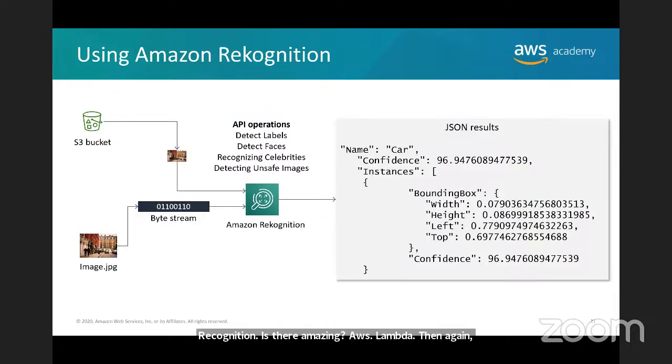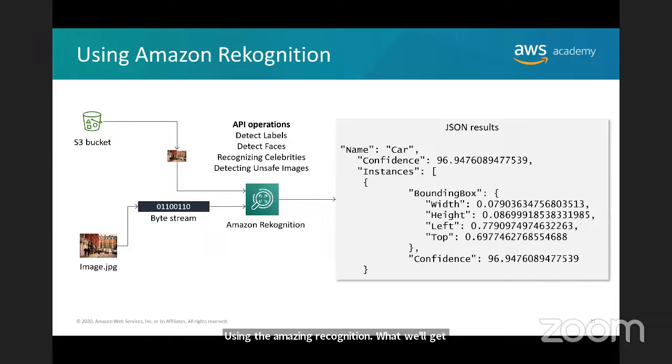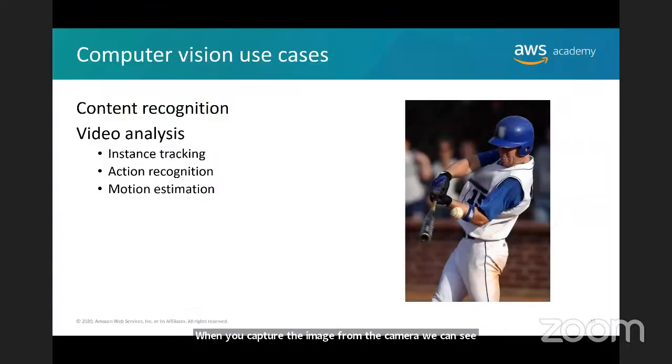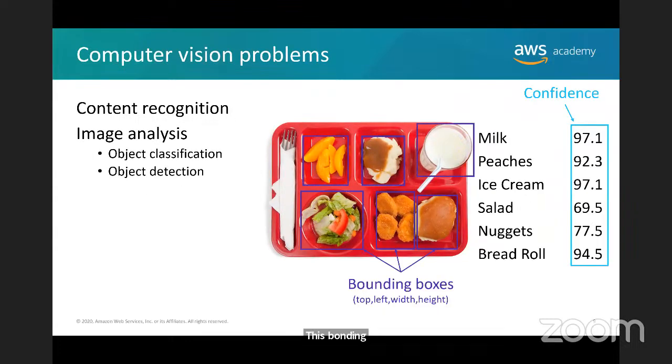Using Amazon Rekognition, what we will get when you capture the image from the camera, we can see the bounding box. We already discussed that. This bounding box is there, right? This is the bounding box, right? In this bounding box, we can get the top, left, and the width and height.